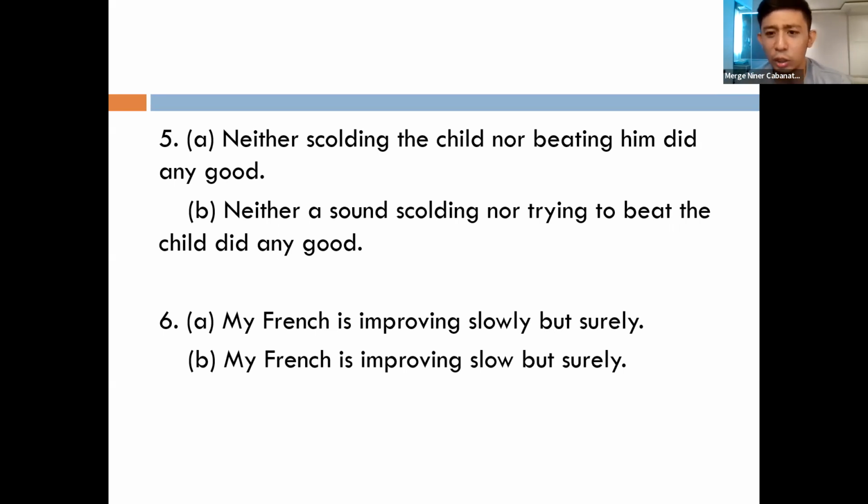What about number 5? Neither scolding the child nor beating him did any good. Or neither a sound scolding nor trying to beat the child did any good. Number 5, is it going to be letter A or letter B?